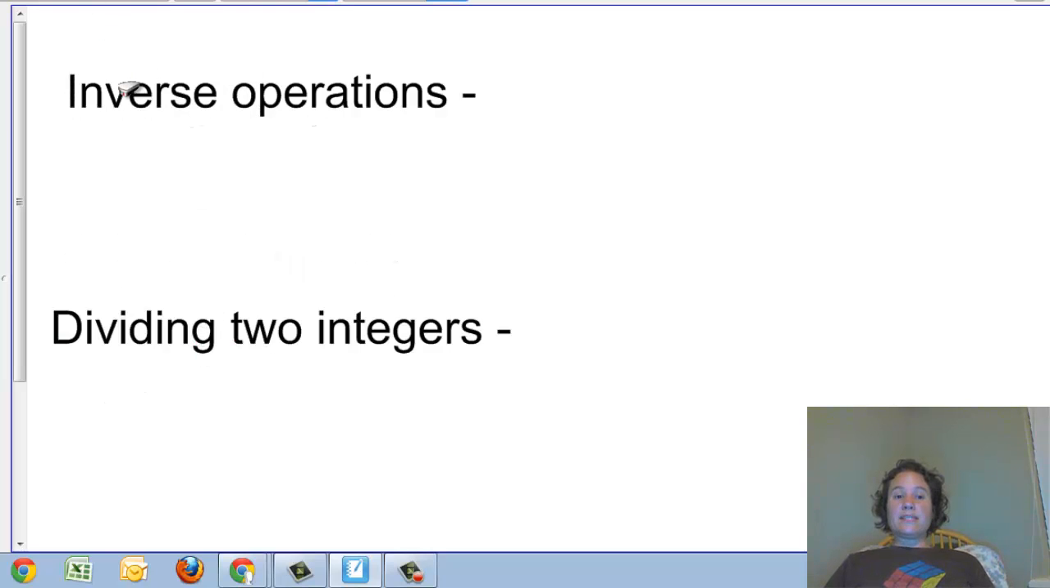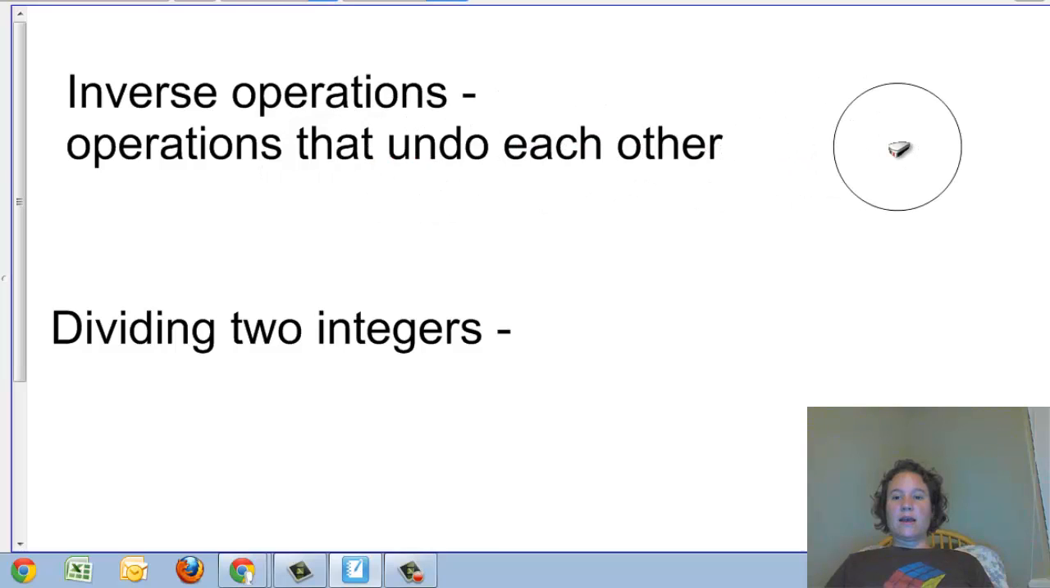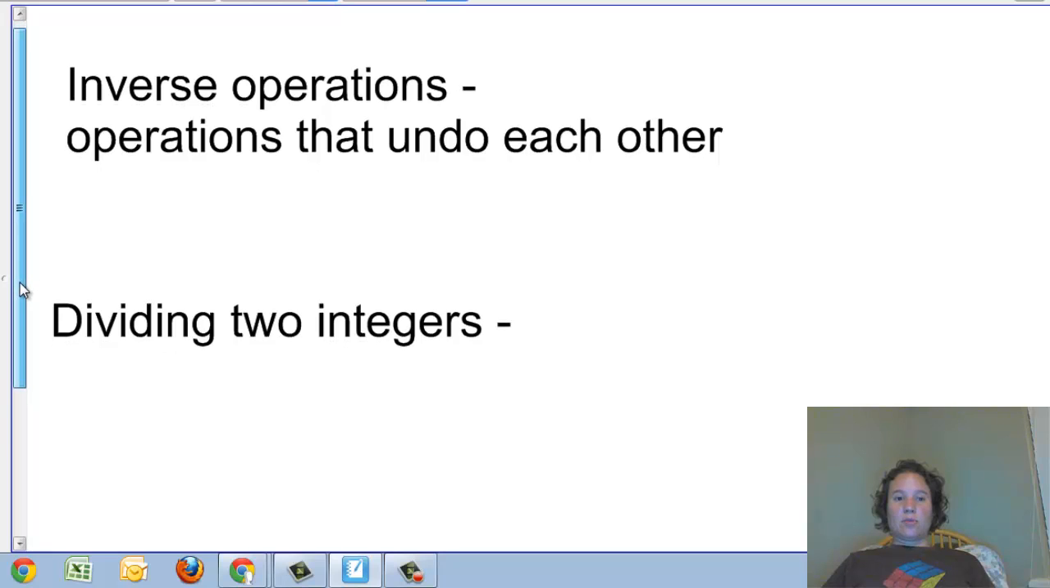Okay, this is a vocabulary term that's in your book, inverse operations. And inverse operations are basically operations that undo each other. So if I take 3 times 2, I get 6. If I want to undo that, I'm going to do 6 divided by 2, and I'll get back to my original answer of 3. So multiplying and dividing are inverse operations of each other. They undo each other. What that tells me is that division is a lot like multiplication.